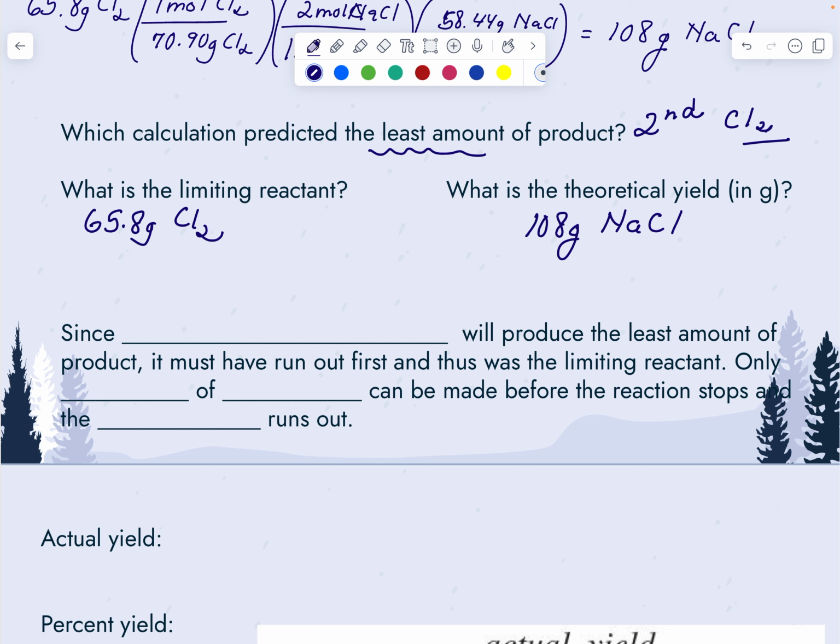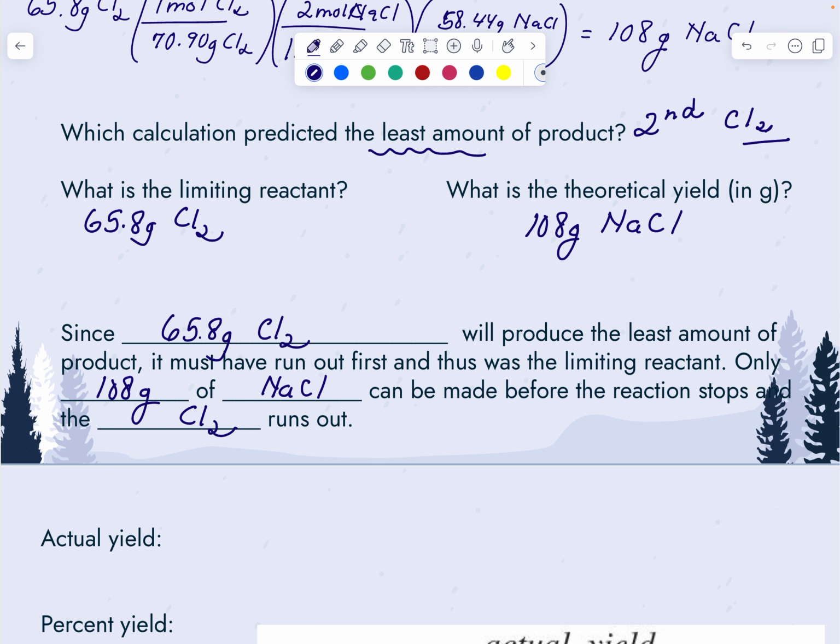So since the 65.8 grams of chlorine will produce the least amount of product, it must have run out first, and thus was the limiting reactant. Only 108 grams of NaCl can be made before the reaction stops and the chlorine runs out.